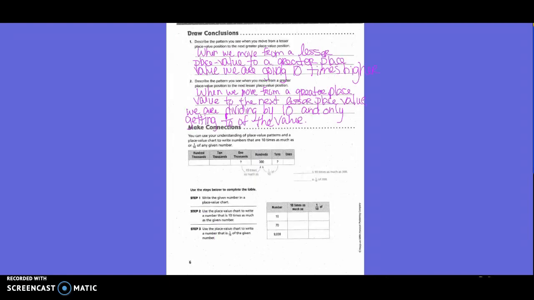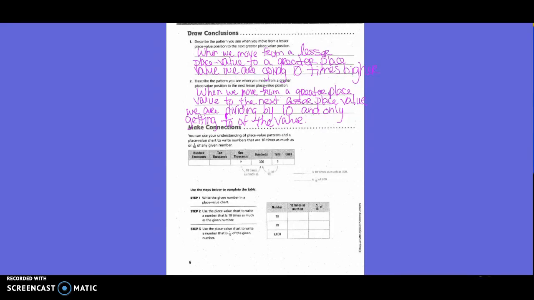Draw conclusions. Number 1, describe the pattern you see when you move from a lesser place value position to the next greater place value position. So we said when we move from a lesser place value to a greater place value, we are going 10 times higher. Number 2, describe the pattern you see when you move from a greater place value position to the next lesser place value position. When we move from a greater place value to the next lesser place value, we are dividing by 10 and only getting 1/10 of the value.